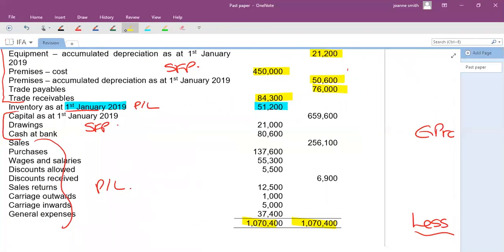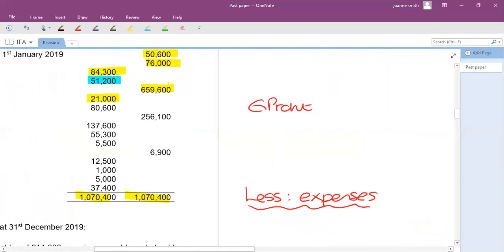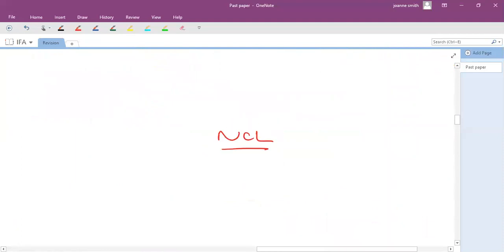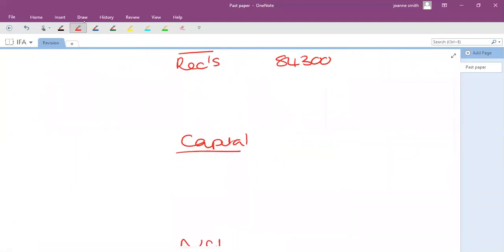Carrying on down, next item we've got is some capital. So that's going to obviously go in your SFP capital section, and we need to net that off against drawings. Again, it's being netted off because capital is what you've put in the business, it's on the credit side, and a debit means you've withdrawn some money, so you've taken that out of the business, so it needs to be deducted. So show them as separate lines so the examiner can see what you've done here.